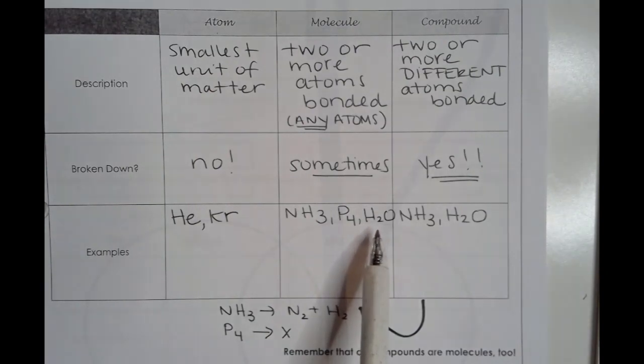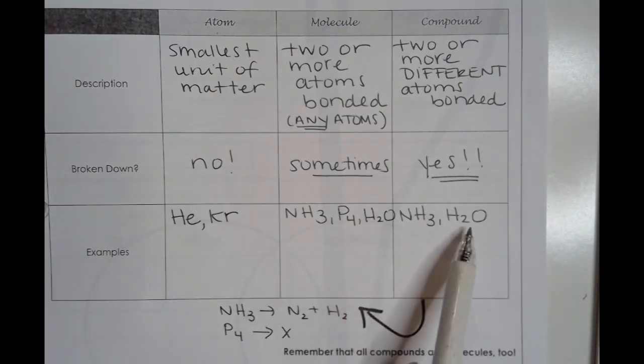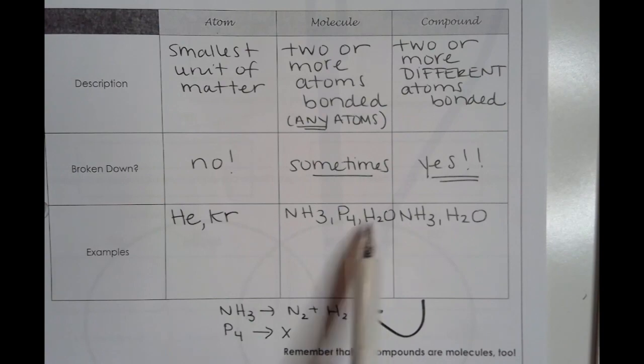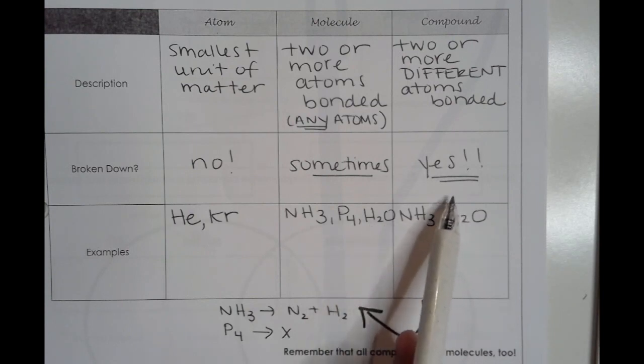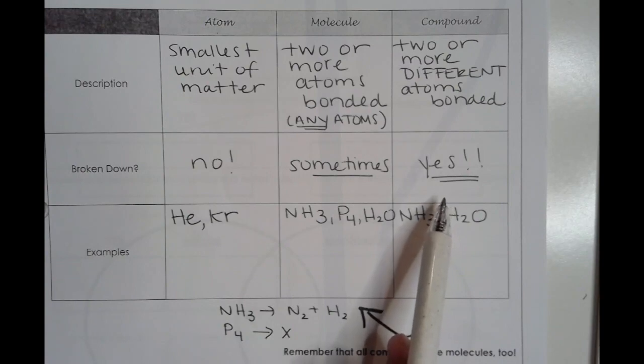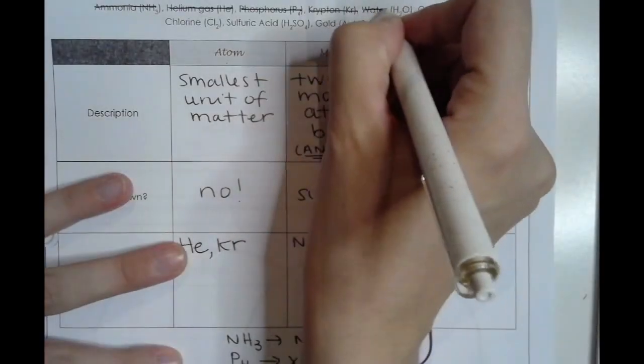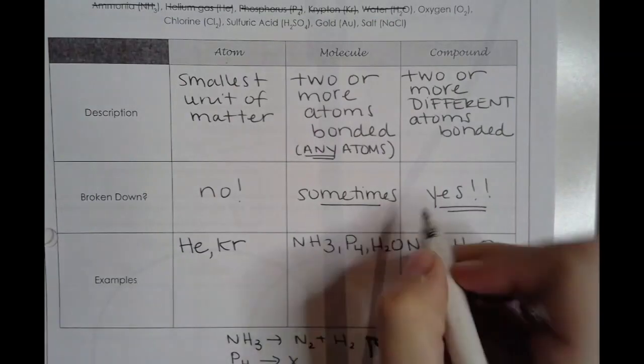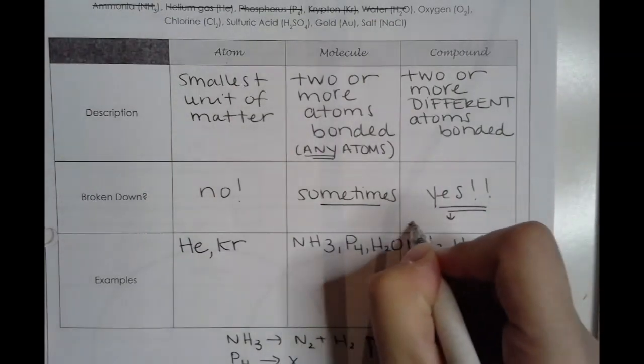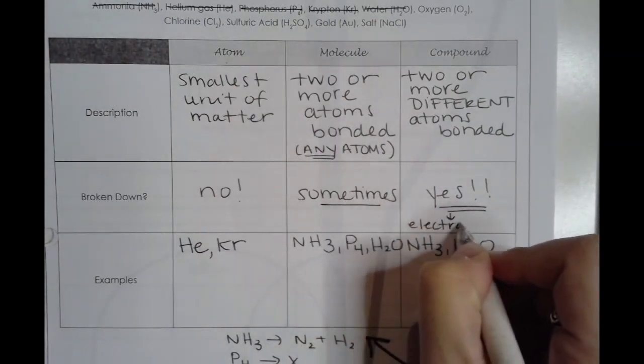Whatever is a compound is also a molecule, but not all molecules are compounds. And you saw this with the electrolysis of water. You could split compounds apart. So can it be broken down? Yes, it can. All compounds can be broken down into something more simple and more stable. And usually that's through electrolysis. So I'll say yes, usually through electrolysis or heat.